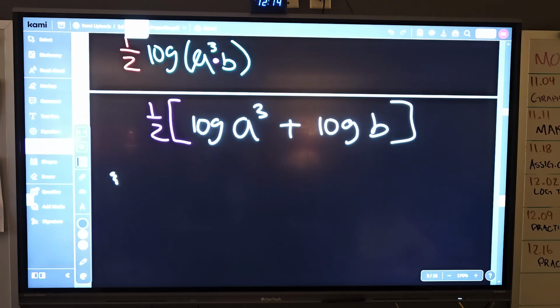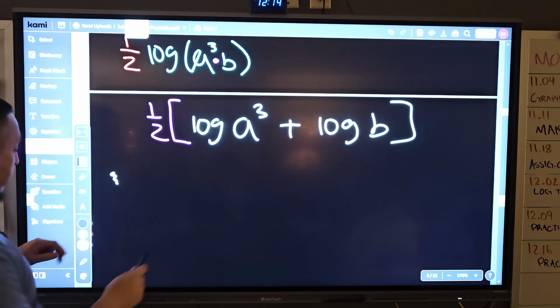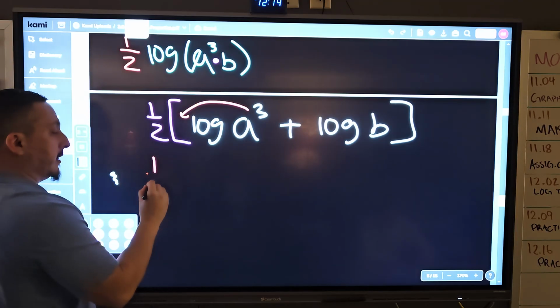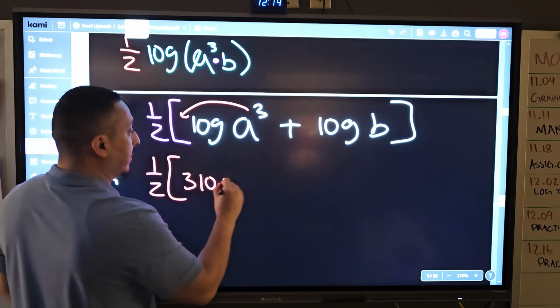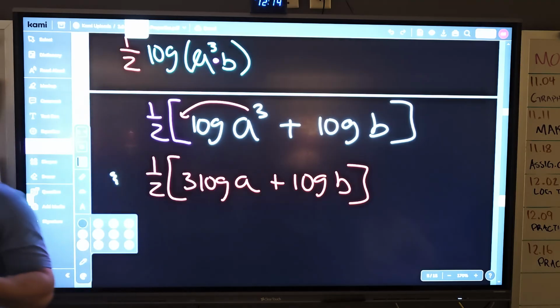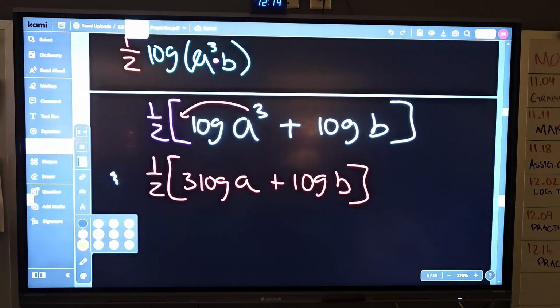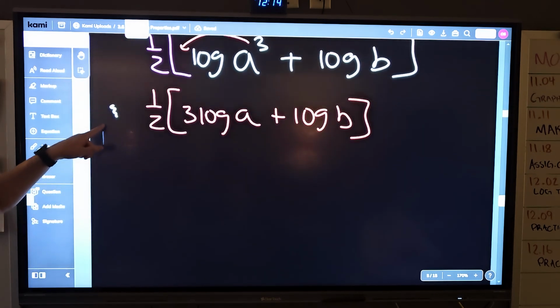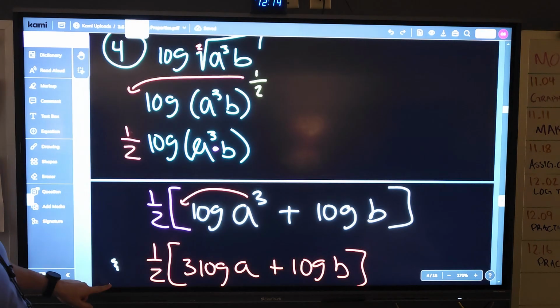There's one more thing we can do. Anybody see it? The A cubed becomes 3 times log A. Yep, it's a power rule. So I can drop this to the front. So 1/2 times 3 log A. This is really where we're going with this, where you're using multiple rules, like you're using all the tools that you can. But after that, there's nothing else we can do. We good, guys? Okay, 5.